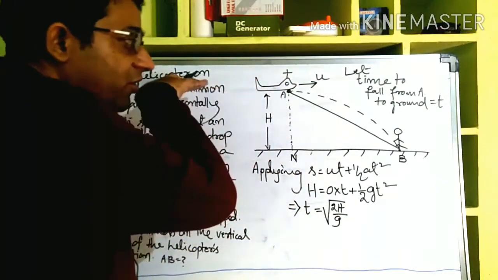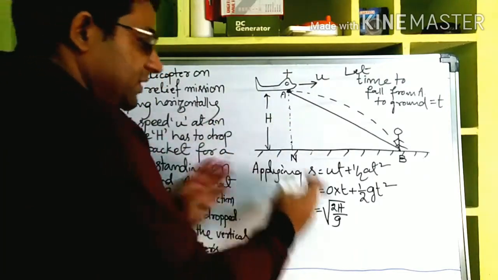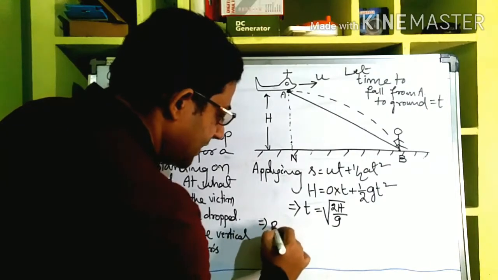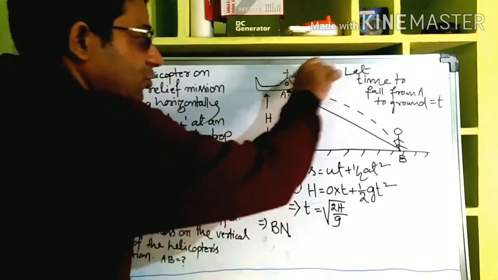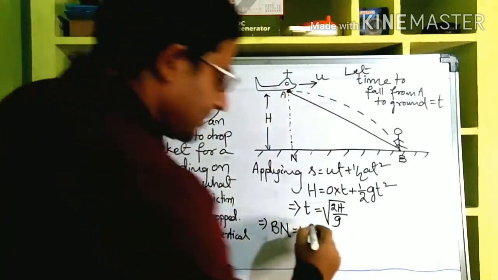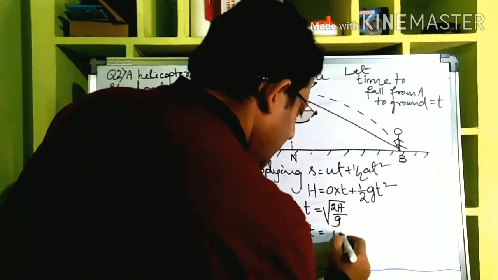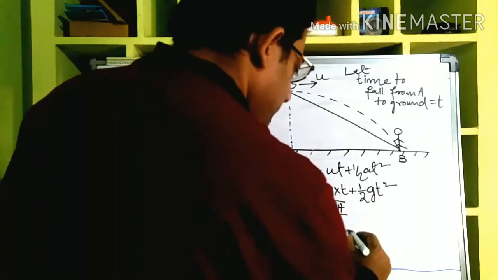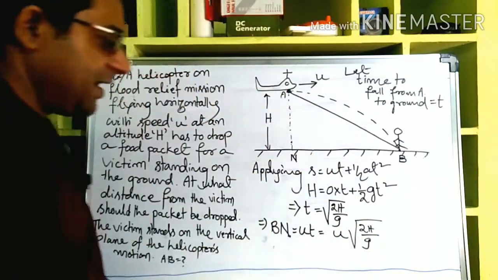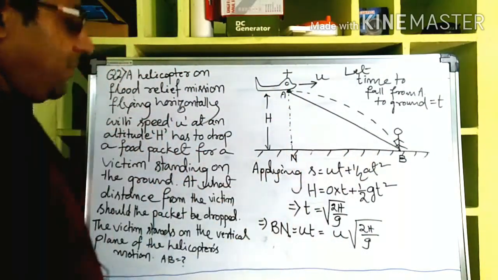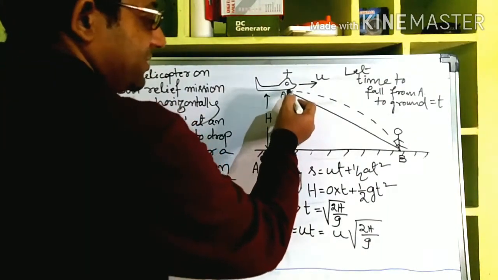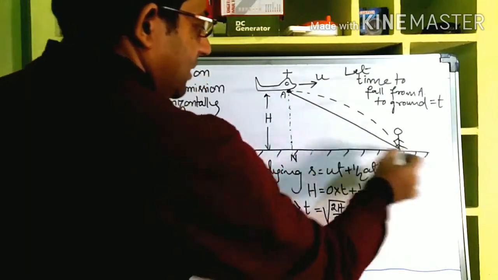But since it is moving already with one speed, within that much time some distance also will be covered. So BN is nothing but u, the constant velocity, multiplied by how much time it required to fall. This is t, so BN is equal to u multiplied by root under 2H by g, right? And this is BN we got. But the question is how much is AB, right?